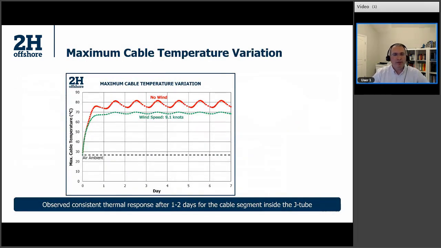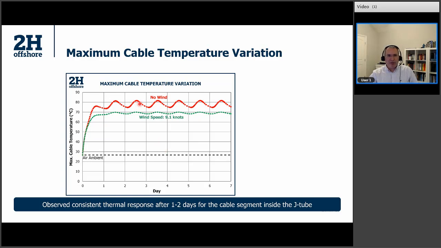So when we look at the results, first we look at the maximum cable temperature variation. Here we are looking at the 5 cables in J-tube condition, and we are extracting the maximum temperature from this, and we are showing the temperature variation in time. The horizontal axis is showing time in days, and the vertical axis is showing the maximum cable temperature in Celsius. It starts with the ambient temperature and then converges to a stable oscillatory pattern by the end of the second day. The red line is showing no wind condition, so we have higher temperature for that one, and the green line is showing the wind speed equal to 9.1 knots, and we have lower temperature in that case.